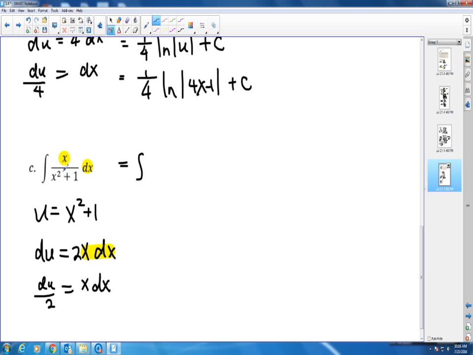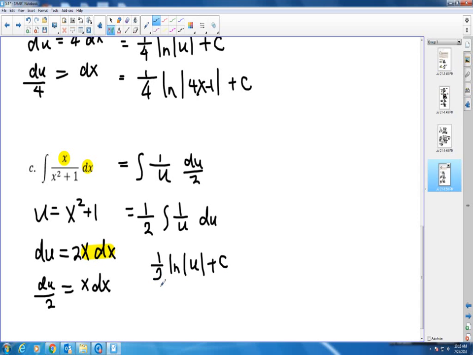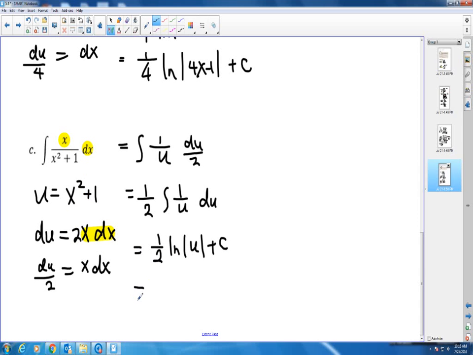So this is going to be the integral of 1 over u times du over 2. So I can factor out the 2, factor out the half, and just take an integral of 1 over u du. So this part becomes a natural log of absolute value of u plus c, along with my half in the front. And now I can bring my x squared plus 1 back. So my final answer is half times natural log of absolute value of x squared plus 1, and then plus c. Okay.